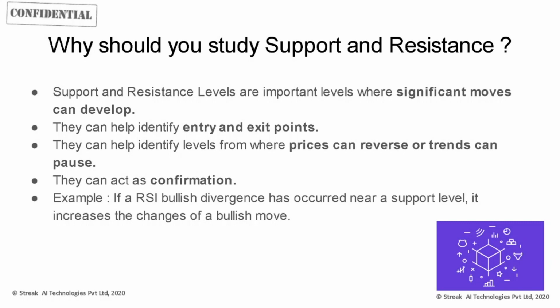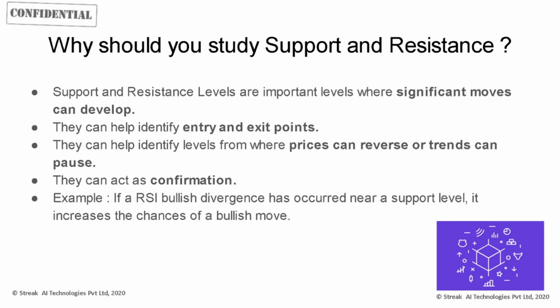For example, if I was in a buy position and I see the price of my stock approaching a resistance level, then I'm going to be cautious. I will wait and I will exit the trade at the first sign of a reversal near a resistance level. They can help us identify levels from where prices can reverse or trends can pause. As explained earlier, the next point is that they can act as confirmation.